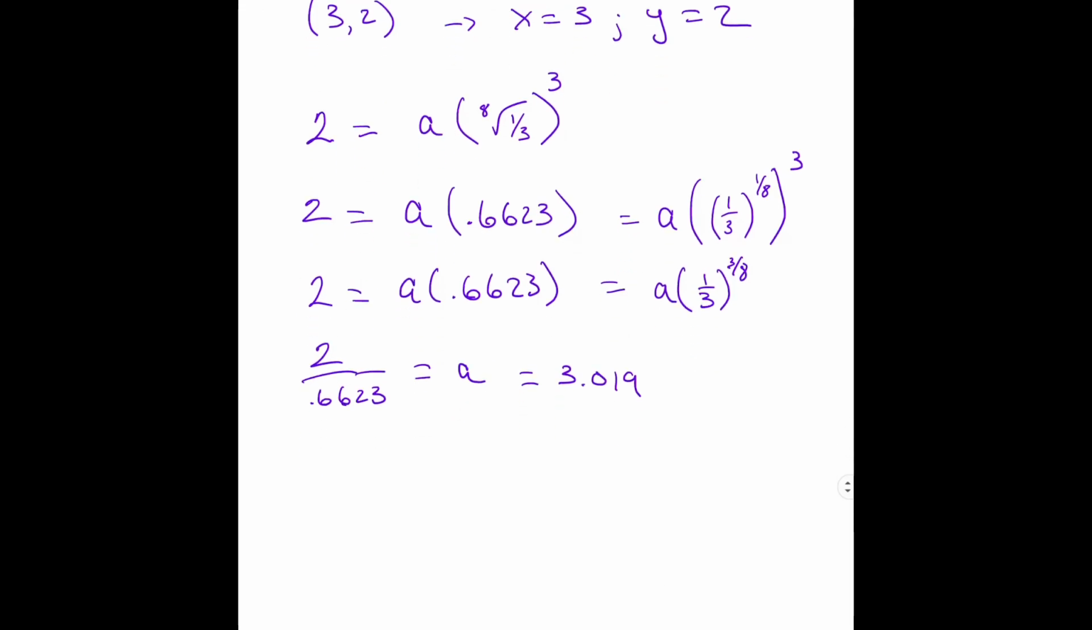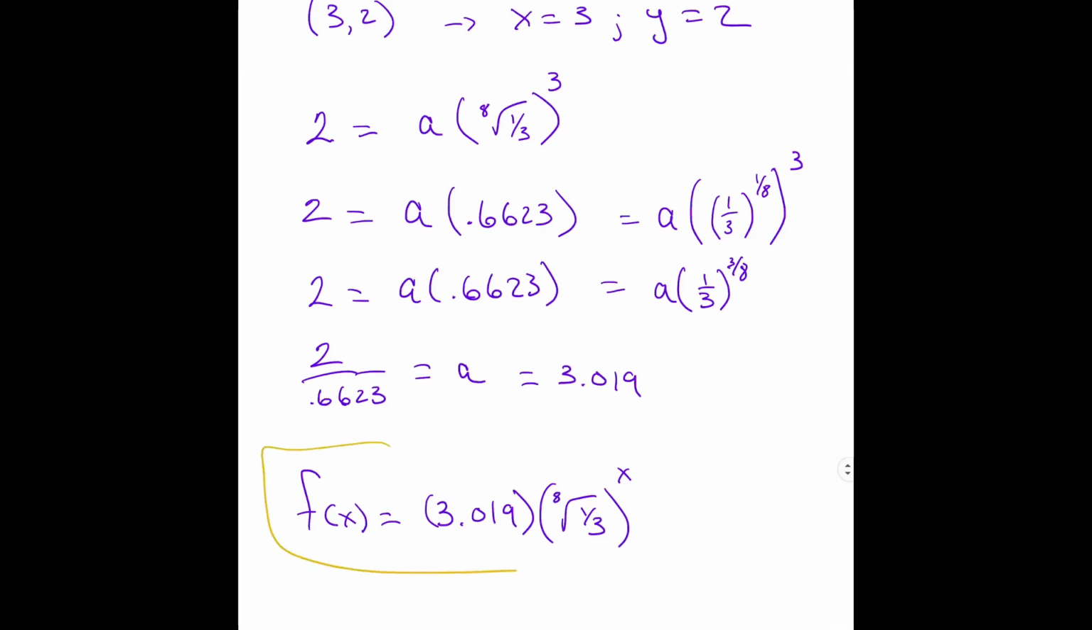2 divided by 0.6623 is equal to about 3.019. So my final answer is f(x) = a, which is 3.019, times b, which is the 8th root of 1/3, all raised to the x. That is our final answer.